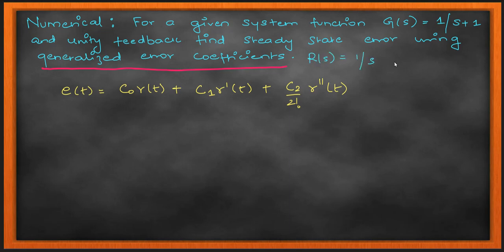So what is my R of s? My R of s is equal to 1 by s plus 1 by s square. So that is also a part of the question. And now coming to my solution.